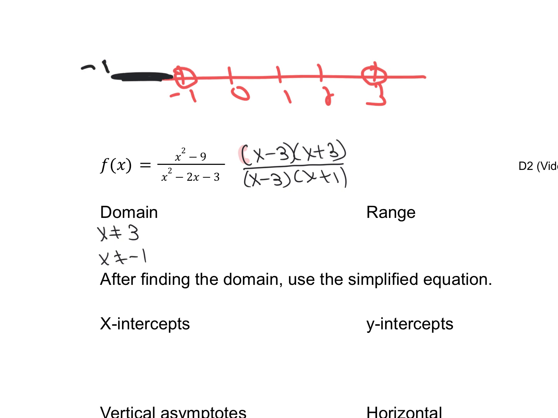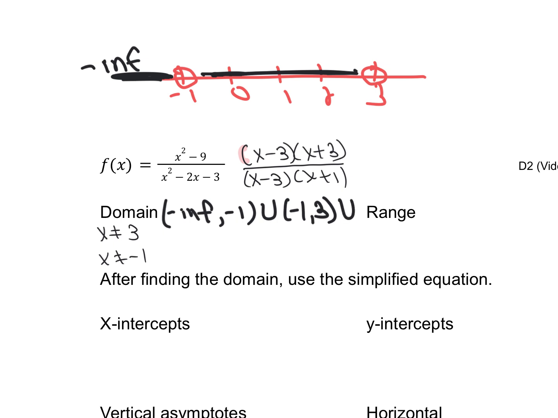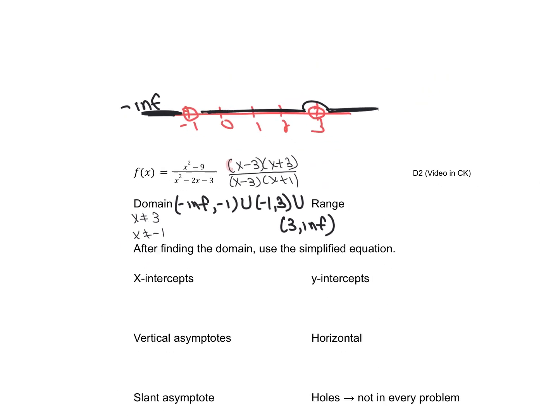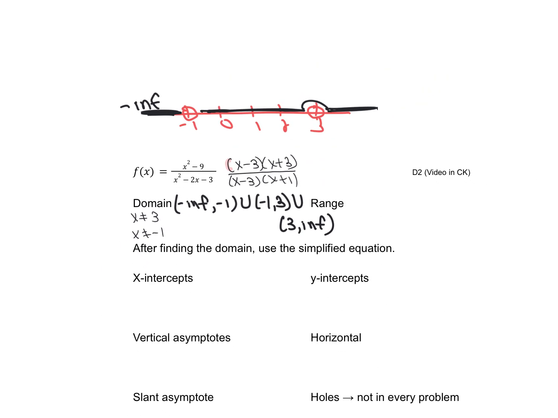So from negative infinity all the way to negative 1, that's fair game. So from negative infinity to negative 1. And we jump over negative 1, and then we have this part of the number line right here, which is from negative 1 to 3. And then if we jump over 3, because we can't include that, then we are over here at from 3 to positive infinity. Okay, so I sometimes think that it helps if you think about it on a number line.